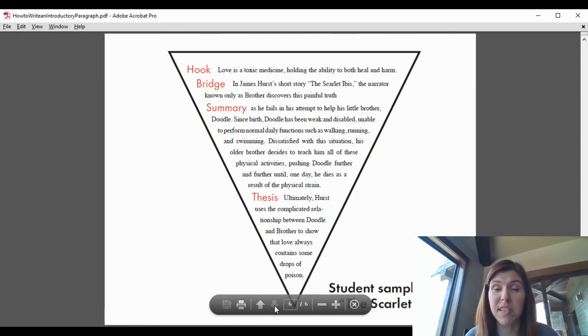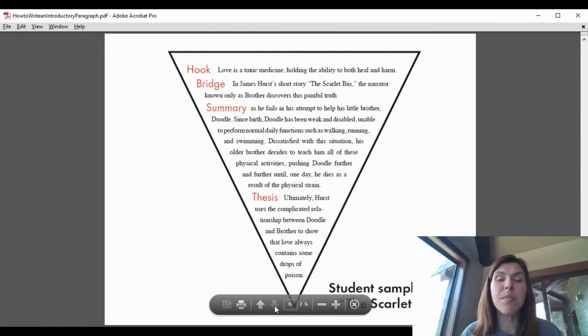Finally, we've got our thesis. So this is your debatable claim. Ultimately, Hurst uses the complicated relationship between Doodle and Brother to show that love always contains some drops of poison. Now, for a video on how to write a thesis statement, you can see my YouTube channel. It's also on Moodle and on Planbook, so you can check that out to help you in writing a debatable claim with the supporting reasons that would go along with it.